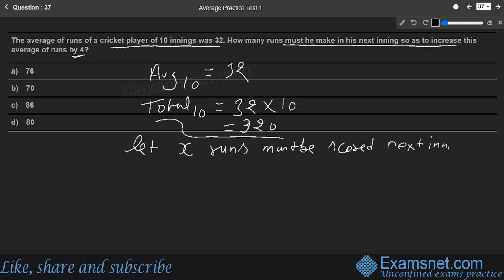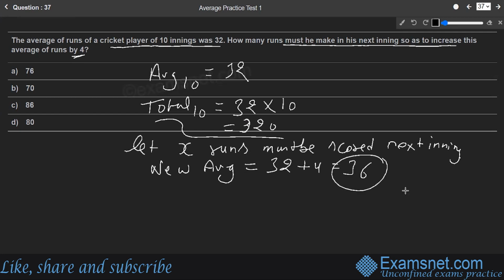So that to maintain the average increase by 4, the new average should be how much? New average should be older average plus 4. That is 32 plus 4, which is going to be 36. This should be the new average. And we can easily find out the new average using the formula.